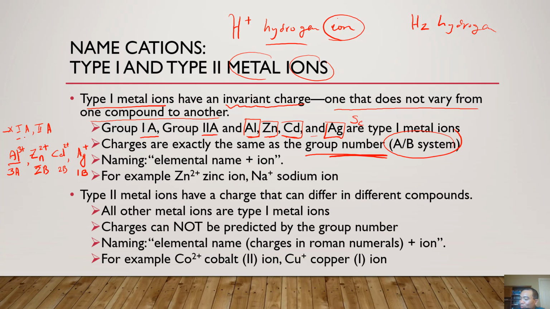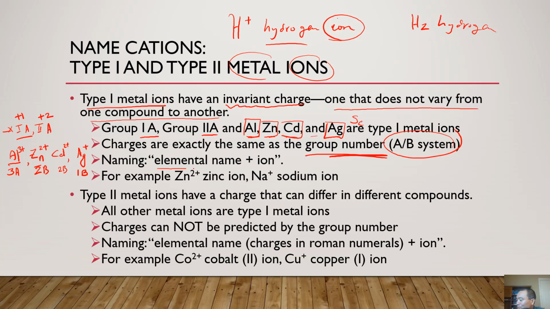All 1A, if they are positively charged, will be +1 charge. 2A would be +2 charge. Do remember, type 1 does not mean everybody will carry a 1+ charge. Wrong, that's not the correct understanding. The correct understanding is type 1 only has one possible charge. That's really important. Because you only have one possible charge, there will be no ambiguity or confusion when you name the ion, because there is only one possibility.